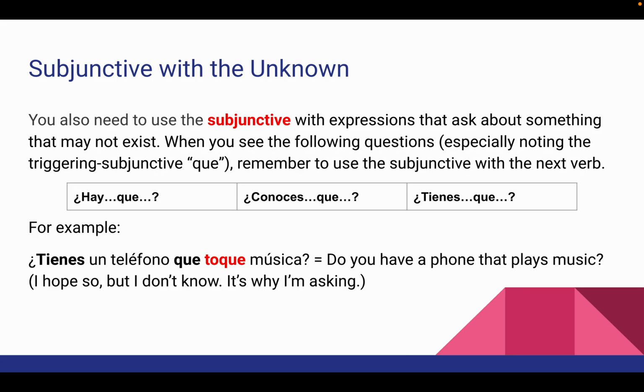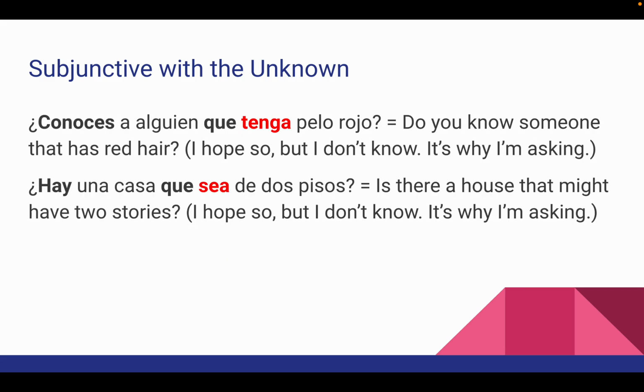¿Tienes un teléfono que toque música? Do you have a phone that plays music? I hope so, but I don't know. That's why I'm asking. So you've got the first verb in the indicative, subjunctive triggering que, and then the second verb is in the subjunctive, right? So hay que means is there, or conoces que, do you know, or tienes que, do you have? And those kinds of expressions, like you're not sure if it exists or not, the second verb gets the subjunctive.